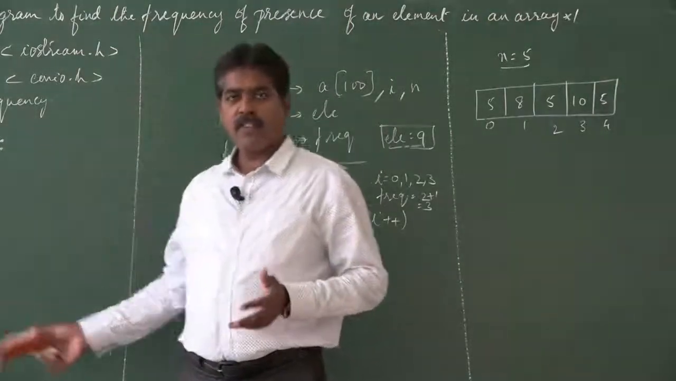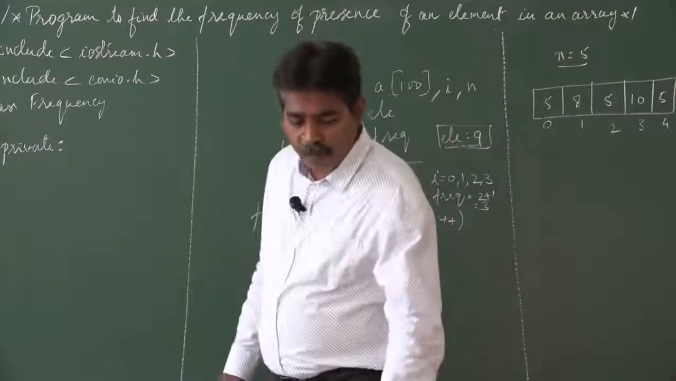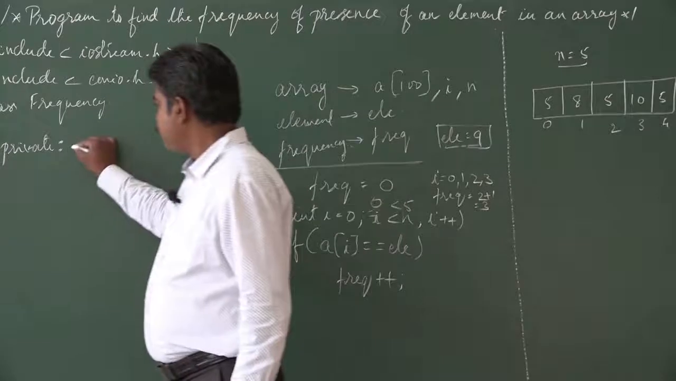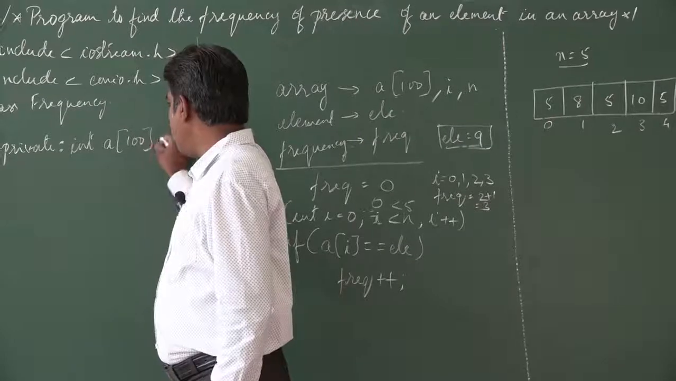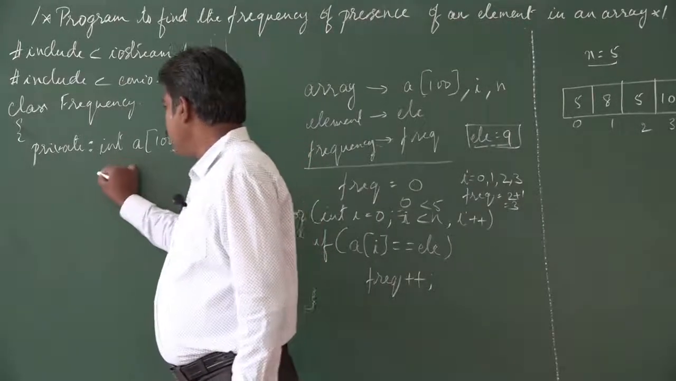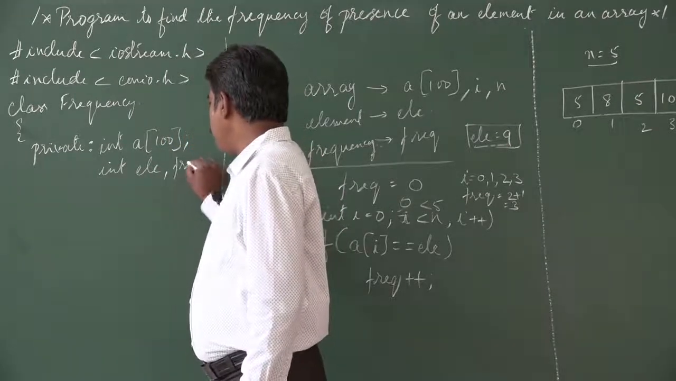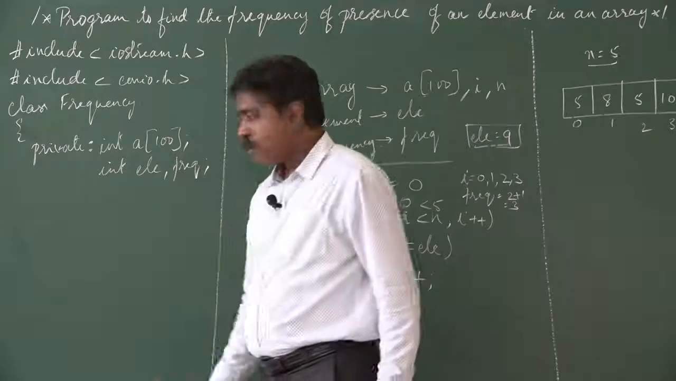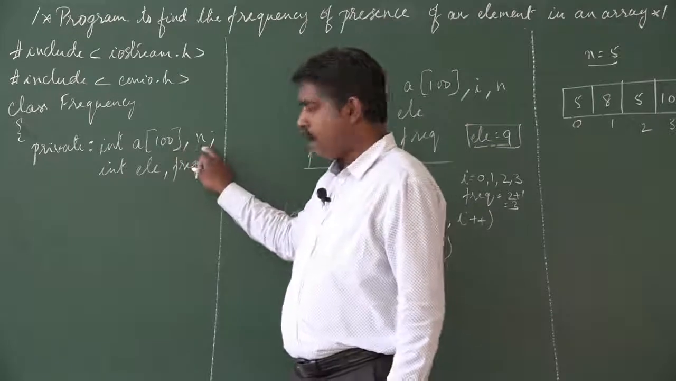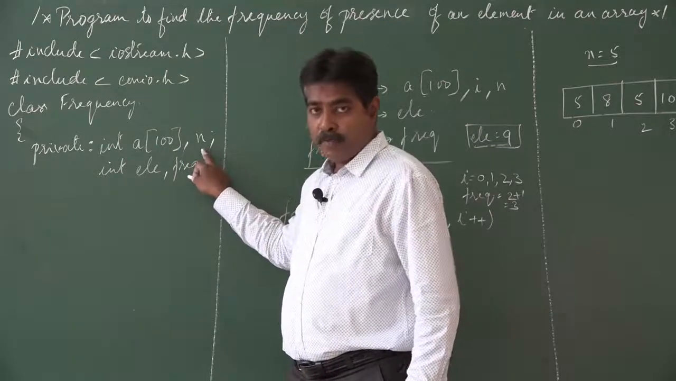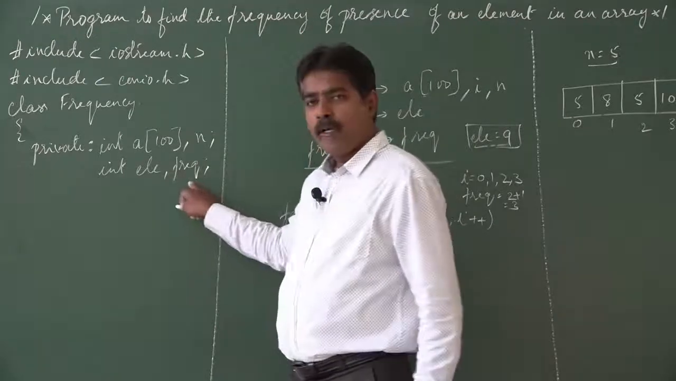So 3 member functions we will be having, and I am going to write the variables as well as the member functions. So private: int, the array I am going to take A of 100, then int ELE, comma, FREQ, and one more we want, that is n. A of 100, comma, n. n denotes the total number of elements you want to accept, and then ELE will be the searching element and a counter FREQ.